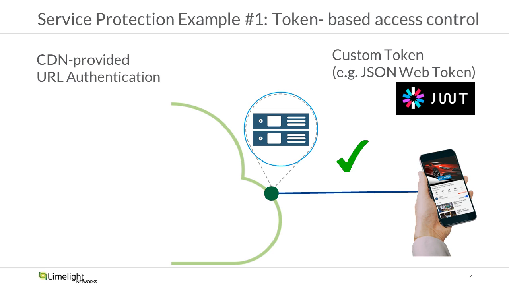Using JWTs in conjunction with a CDN integrated serverless compute platform like Limelight's Edge functions, content providers are now empowered to authenticate and authorize access on their own terms according to their own needs.